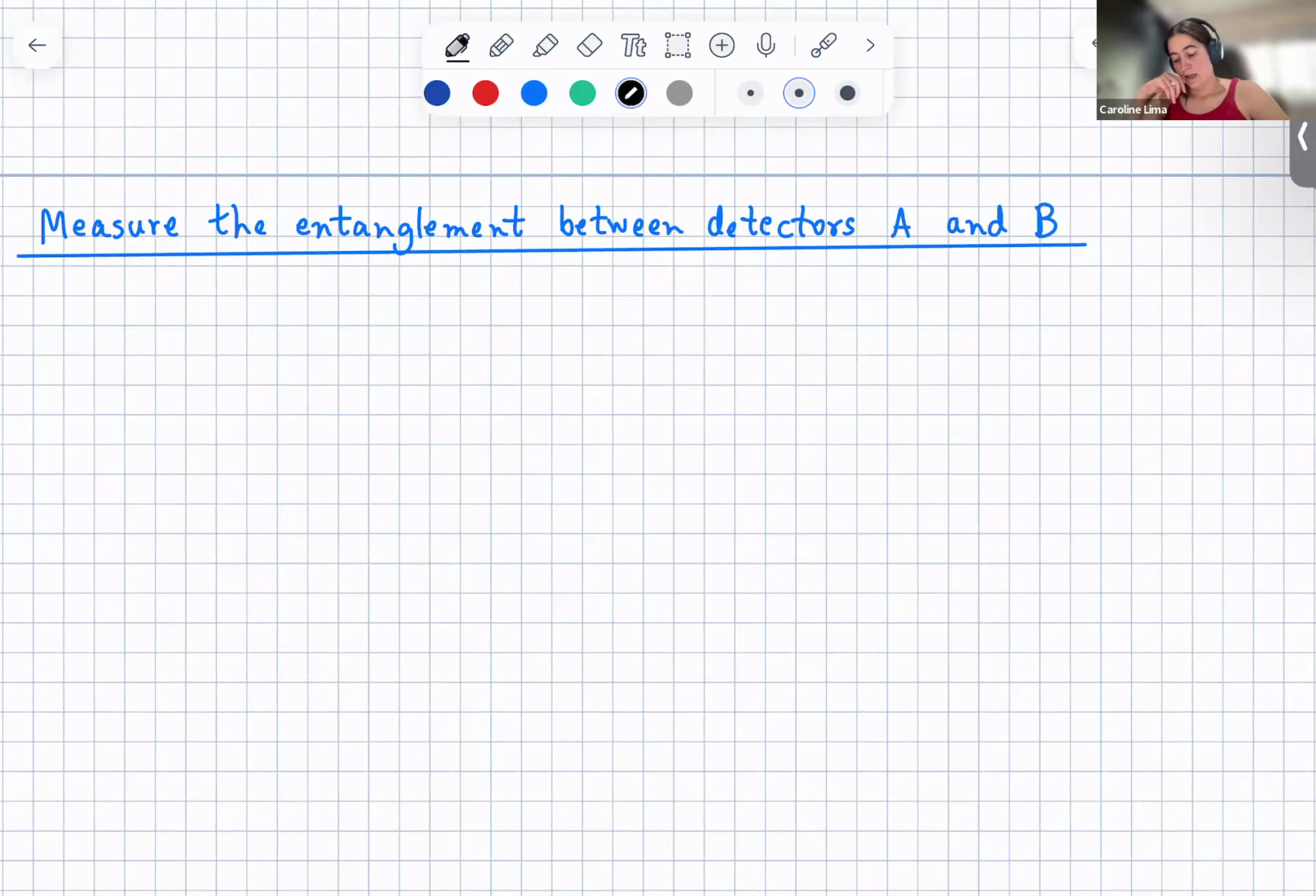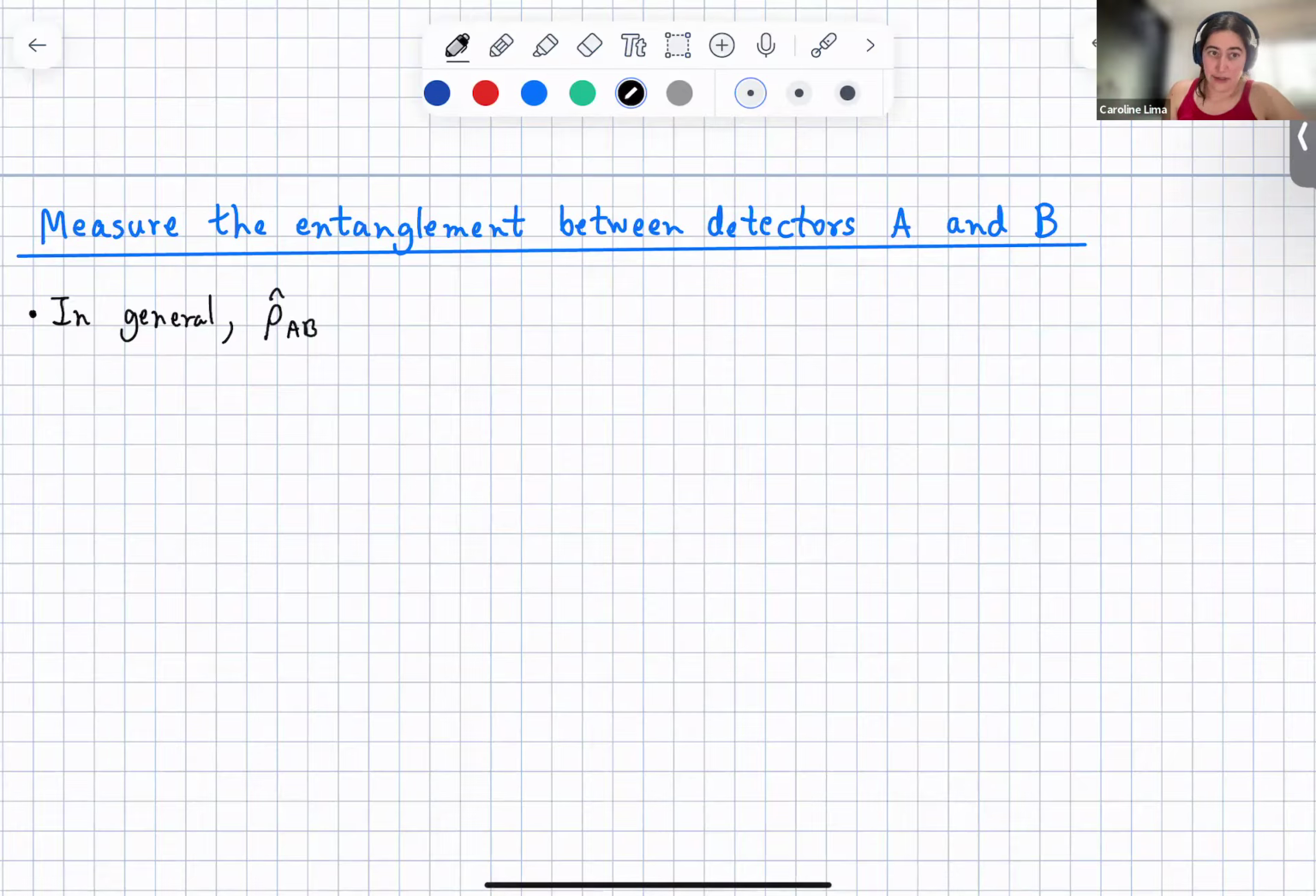So, first of all, what we have is that in general, the final state of the two detectors after interacting with the field is going to be some mixed state, okay? So in general, this rho AB is a mixed state.